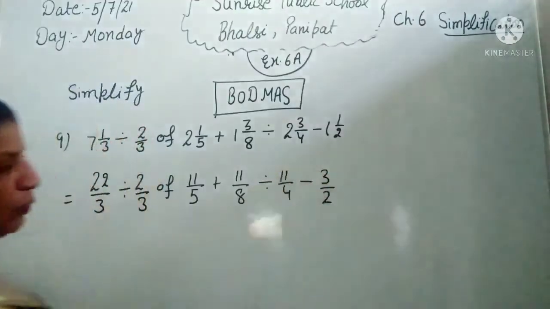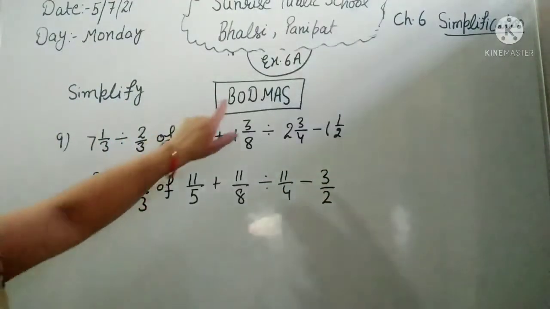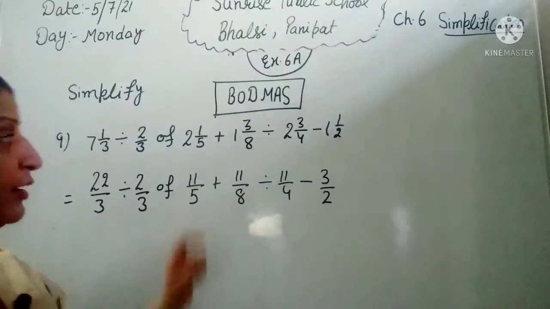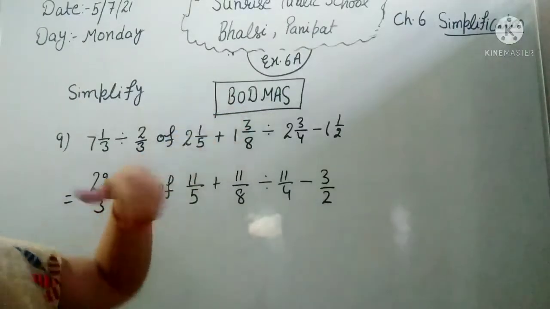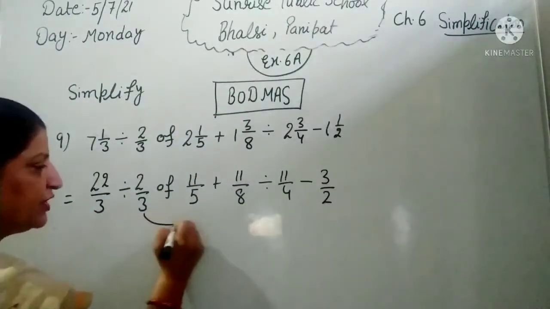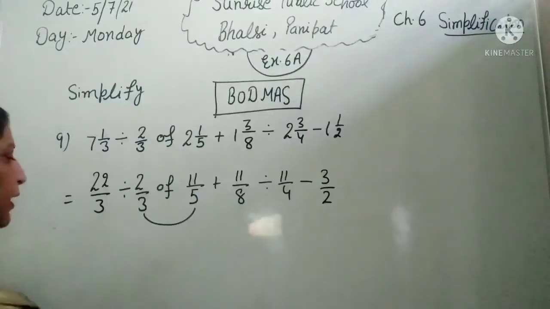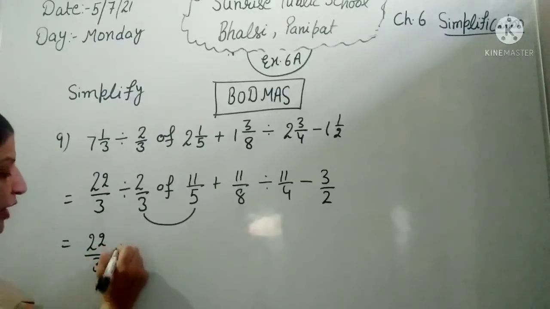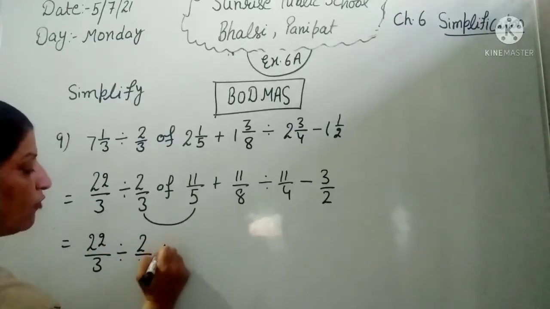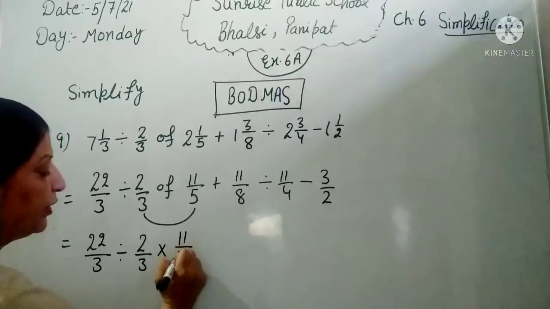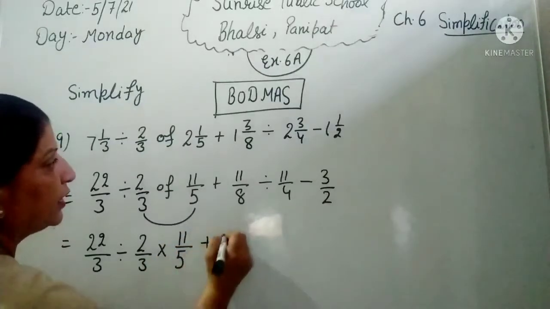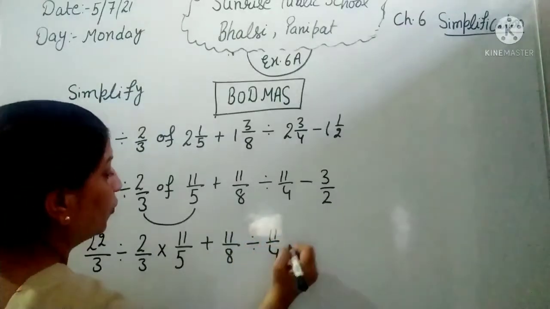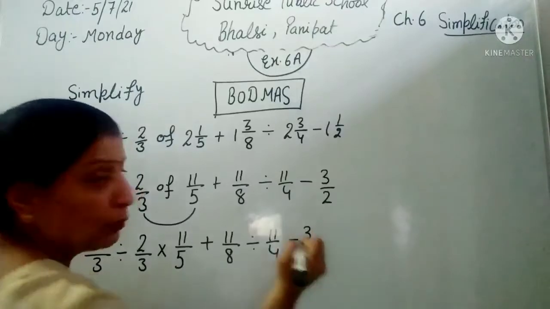Now here we have to apply BODMAS. B means bracket. In this question there is no bracket. Now the next letter is O. O means off. And here we have to see the off, and off means multiply. So let us write 22 by 3 divided by 2 by 3. Off means multiply. 11 by 5 plus 11 by 8 divided by 11 by 4 minus 3 by 2.